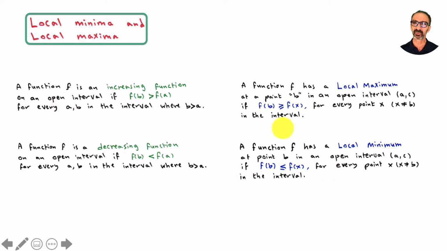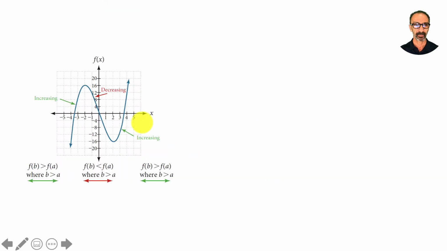Those are definitions, but let's take a look at some graphs. Graphs will help a lot to understand what's increasing, what's decreasing, what's local max and local min. I have a graph here that shows this portion right here is increasing. A, B, B is greater than A. So as you move to the right, f of b is greater than f of a. That's increasing. Also, this portion right here is increasing, where the middle one is decreasing because you're going down.